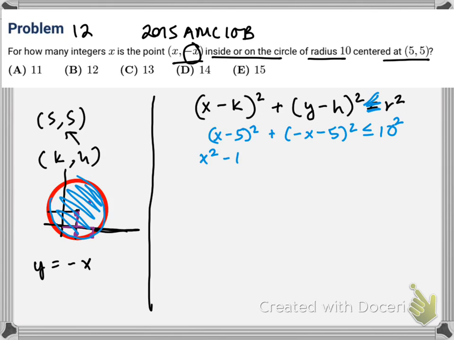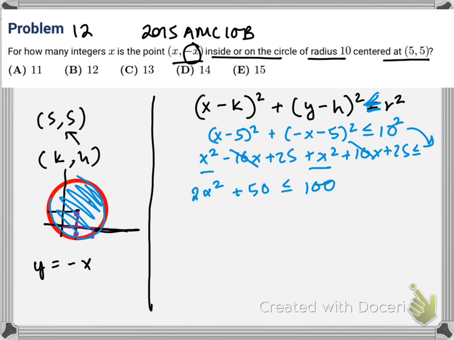Then I'm just expanding. And I see that this is going to be x squared plus 10x plus 25, which is less than or equal to 10 squared. Now I'll be grouping like terms, just doing some algebra here. Canceling those out. Plus 50. And I'm going to subtract 50 from both sides. Divide by 2 on both sides. And get x squared is less than or equal to 25.